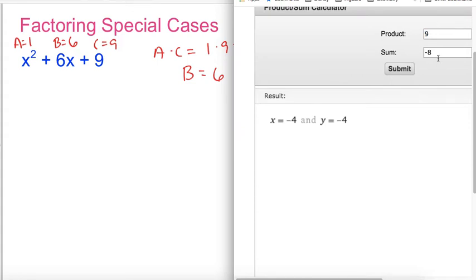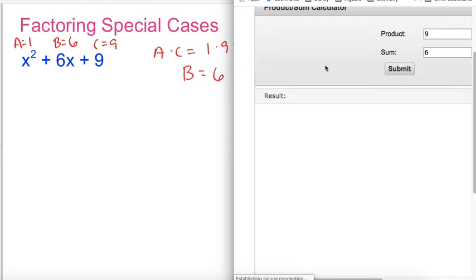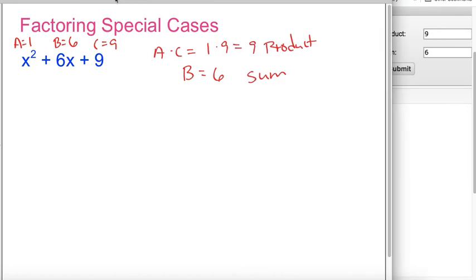Product of 9, sum of 6. 3 and 3. So we got 3x and 3x from that. So we're going to have x squared plus 3x plus 3x. Again, those match. That's why it's called a special case.